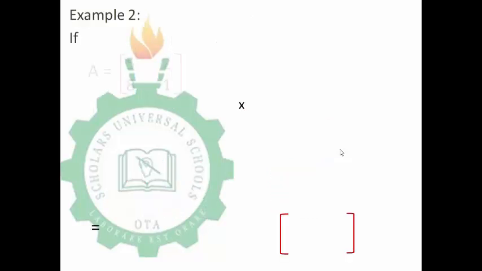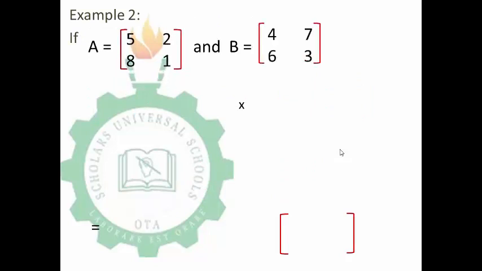So let us assume that you have A equals to this and B equals to this. And you have to find A times B. That is, matrix A is defined by the elements 5, 2, 8, 1. And matrix B is defined by the elements 4, 7, 6, 3. Recall that the numbers there are what we call elements. Now you have to find A multiplied by B. So let us see how it goes.